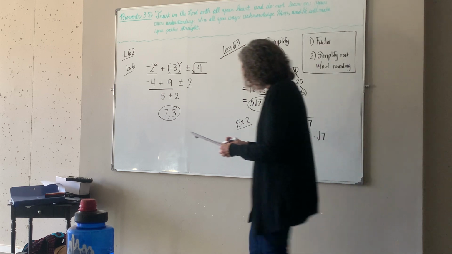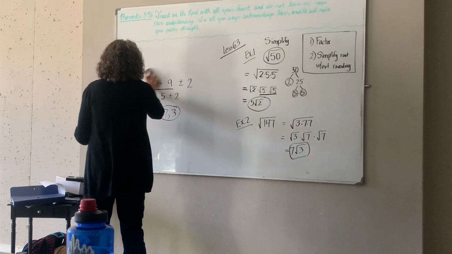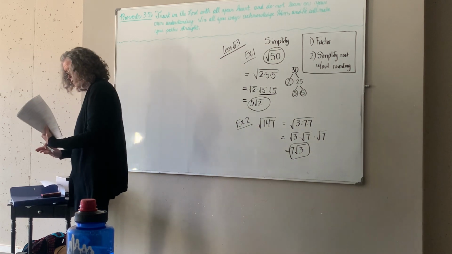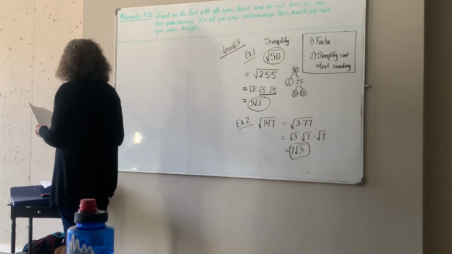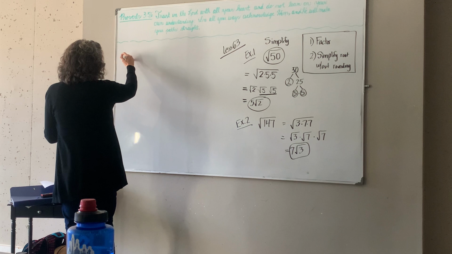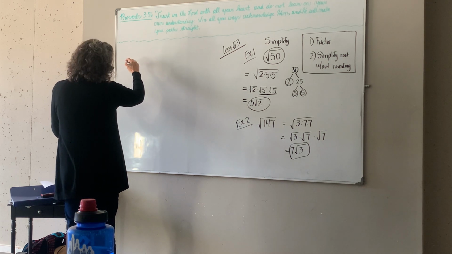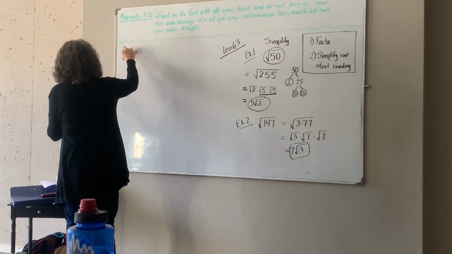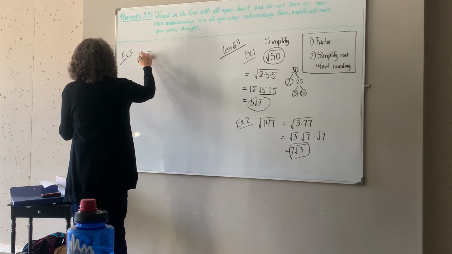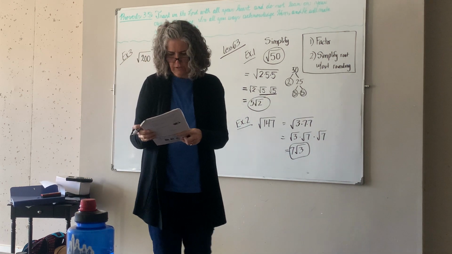Alright, let's try another one. So the good thing about the new stuff in homework this week is they're not long problems. Have you noticed that? Nothing ginormous this week, so that's a good thing. Alright, this is example, oh, I skipped, that's okay. Example 3, square root of 200.